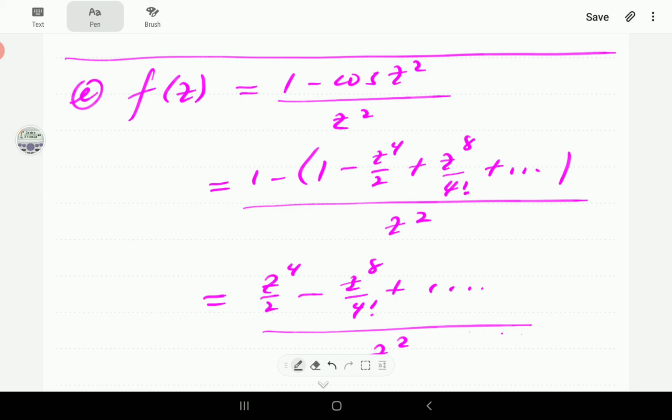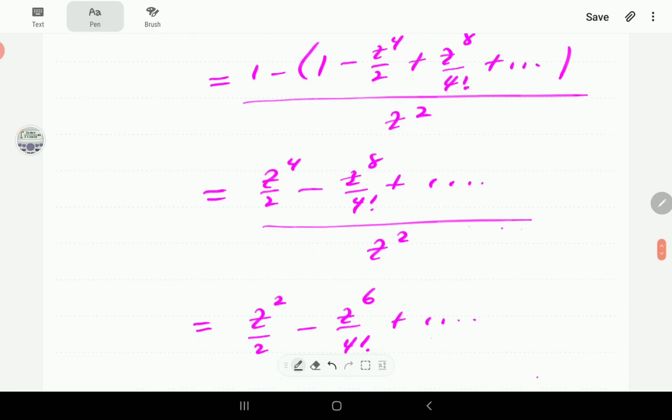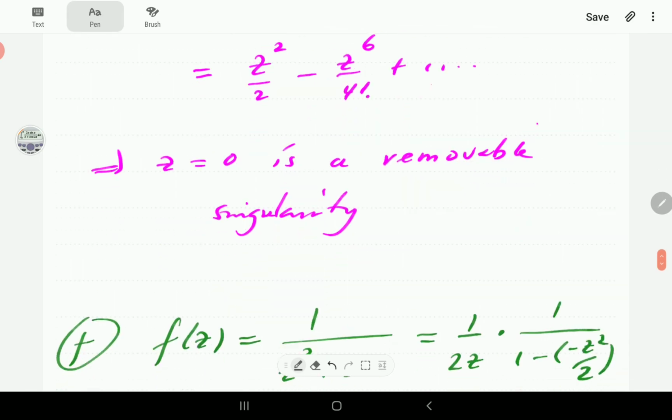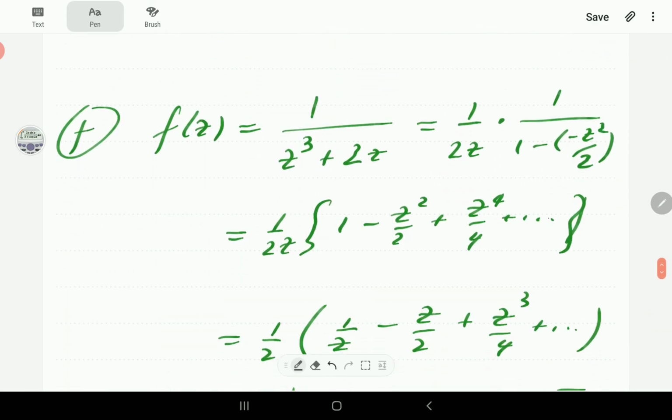All right, so for this one, we are going to expand cosine in its Taylor series about the origin, and so the ones cancel out. In the numerator, there's a common factor of z to the power 4. So when we simplify, the series looks like this, of which you can see that there are no negative powers, so z equals 0 is a removable singularity.